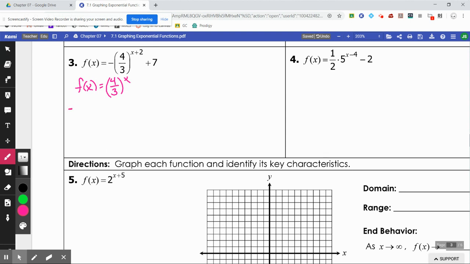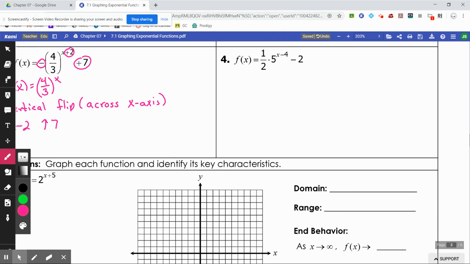Now your transformations here, let's do all stretches and compressions. There's not any, there's no multiplication. Any flips next, that negative right there is going to flip it up and down. It's going to flip it vertically, which would be across the x-axis. And then the last 2 transformations will be the translations. The plus 2 would move your graph left 2. The plus 7 would move your graph up 7.